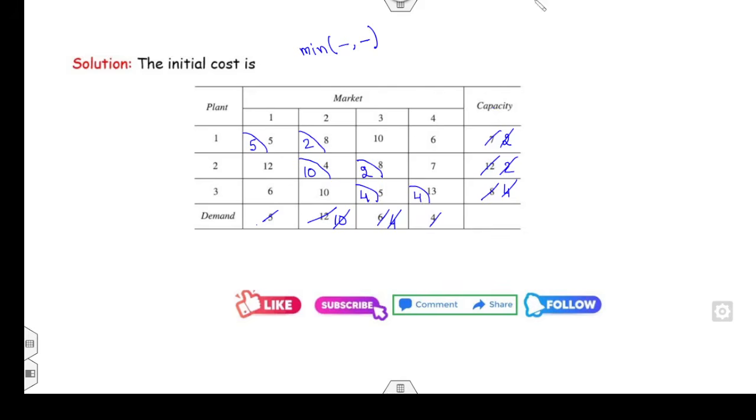You can also check your answer in the exam. See, the initial value was 5, right? The allocation is 5. This is 12: 2 plus 10 is 12. Initially 6: 2 plus 4 is 6. Similarly for the row wise.